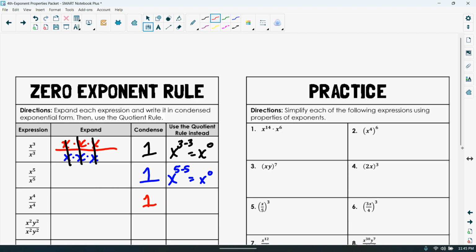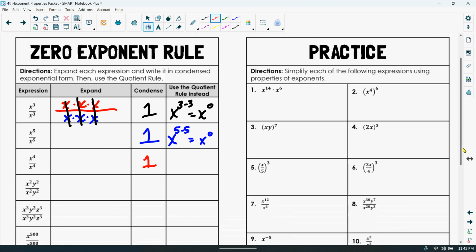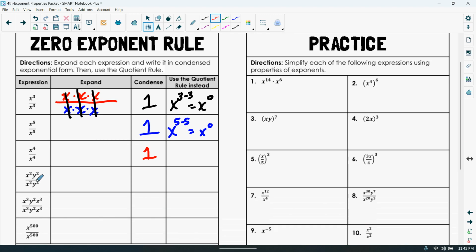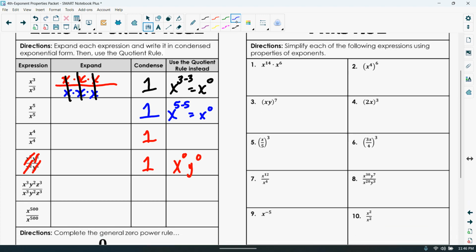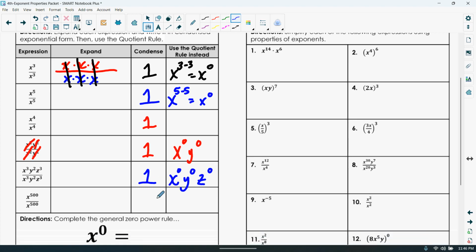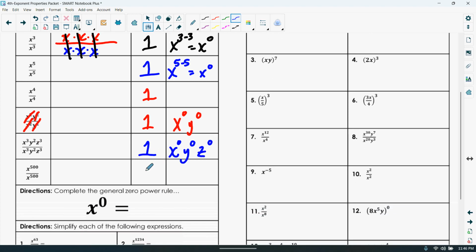This is 1. Even if I have 2 variables, like they would both cancel here, that would cancel. So this is still going to be 1 because you would have x to the 0, y to the 0. Even on here, the x's cancel to 0, the y cancels to 0, and the z cancels to 0. It's still going to be the final answer is 1. So 1. Anything to the 0 power equals 1.